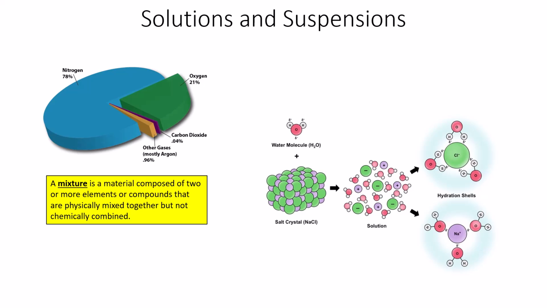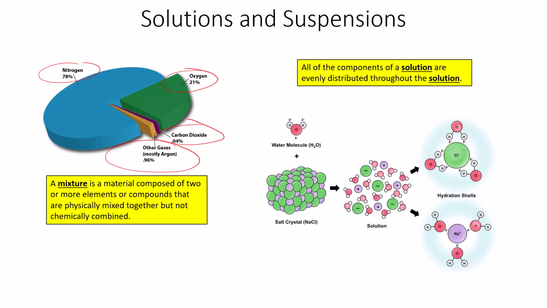In our atmosphere, we have nitrogen gas, we have oxygen gas, we have carbon dioxide, and we have a bunch of other gases that make up kind of that minutia of the other gas category. That would be a mixture because the oxygen, carbon dioxide, and nitrogen are not chemically combined. All of the components of a solution are evenly distributed throughout that solution, and an example of that would be you have a solvent, in this case water. Water molecules would be our solvent.